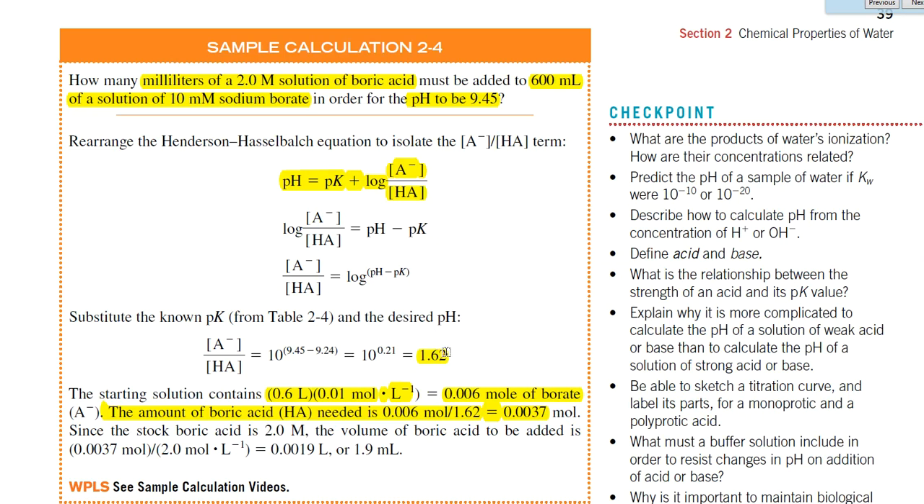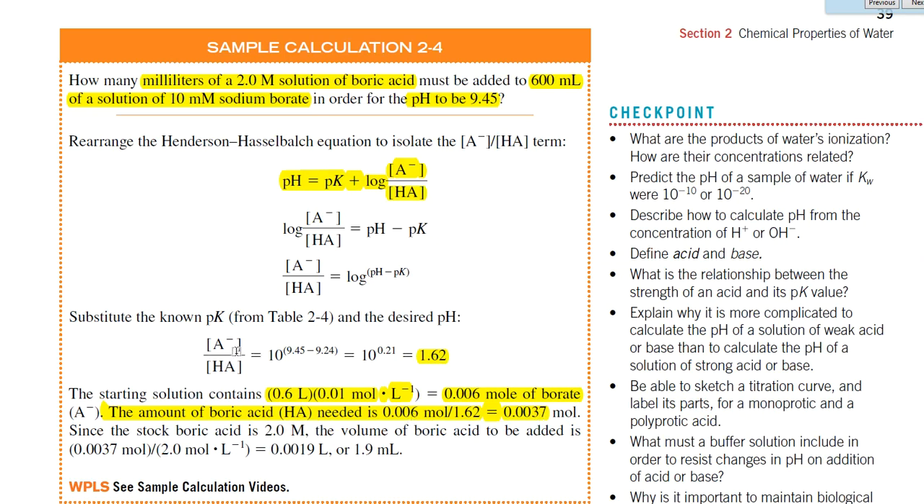But the stock is 2 molar, so the volume that can be added is the amount divided by the stock. So what we did first was find the ratio of base by acid. Out of the total base by acid of 1.62, we need to find the amount of boric acid only. The boric acid is 0.0037.